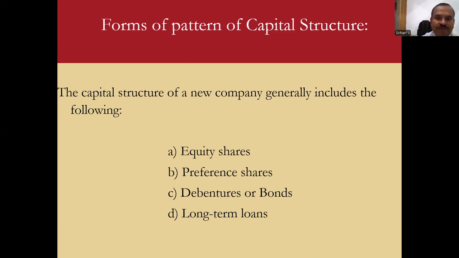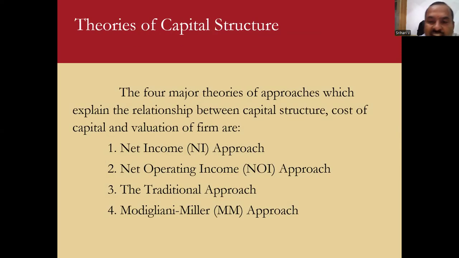Till now, what are the things that we have learned? Let us summarize. We have learned equity shares, preferred shares, debentures, bonds, long-term loans. Theories of capital structure: we have net income approach, net operating income approach, then traditional approach, and Modigliani-Miller approach.